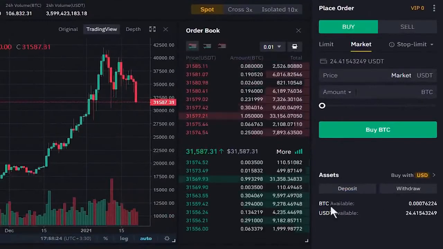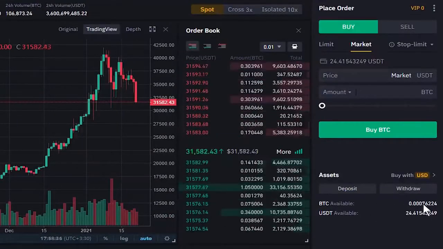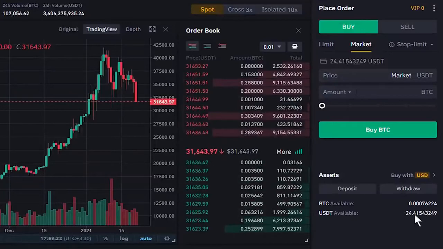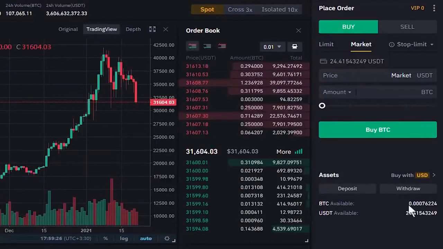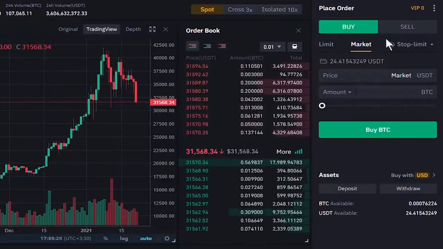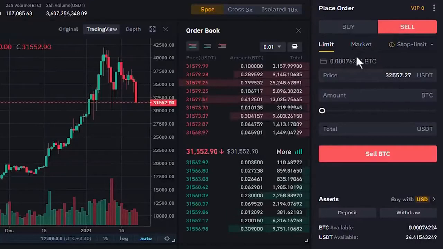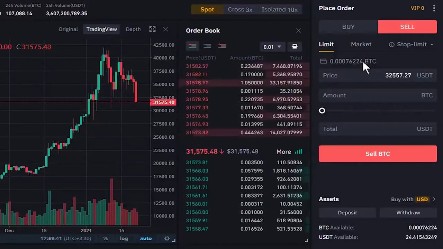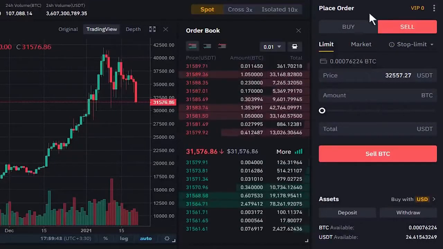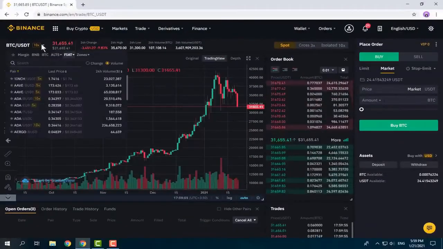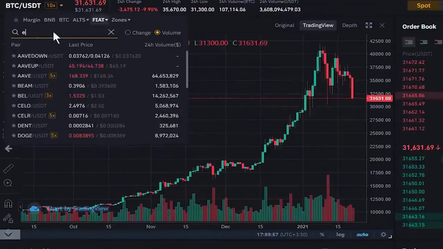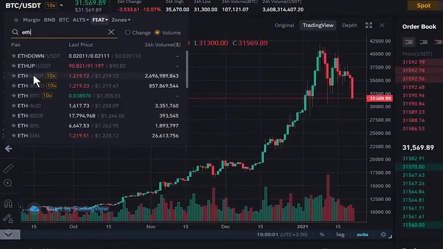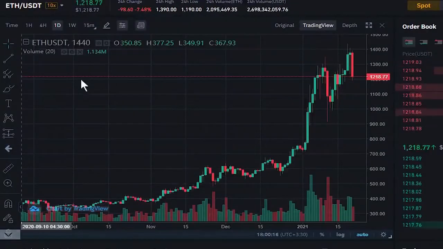And now, as you can see here in the assets, we have Bitcoin available. Because now we have BTC, we can sell the BTC. If we go to sell tab, you can see that we have Bitcoin available to sell. For another example, let's buy Ethereum. Here we search Ethereum, ETH, and here it is. We chose ETH to USDT because we have USDT and we want to buy Ethereum by Tether.